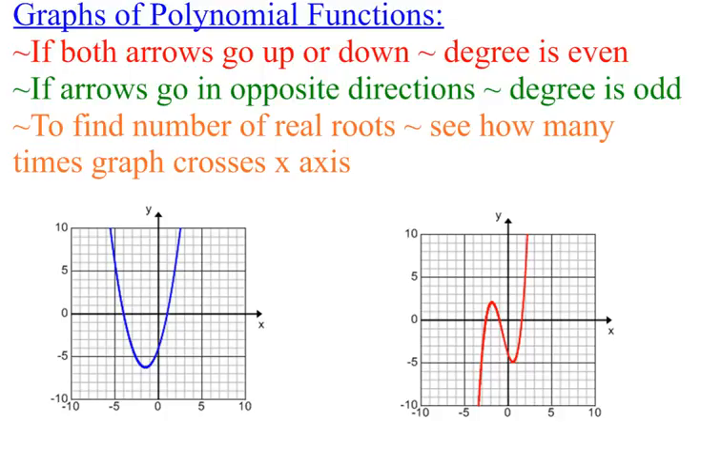In this lesson, we're going to talk about the graphs of polynomial functions. You can see in your notes, at the bottom, you have this little table about graphs of polynomial functions. It talks about how if both arrows go up or down, the degree is even. If both arrows go in opposite directions, the degree is odd. And to find the number of real roots, you see how many times the graph crosses the x-axis.